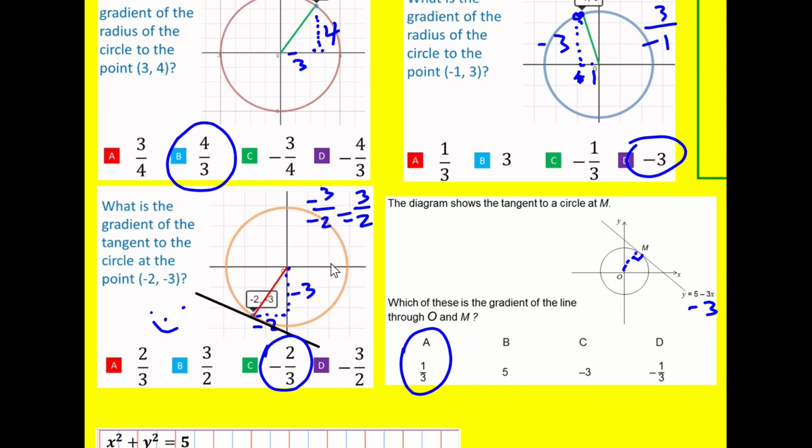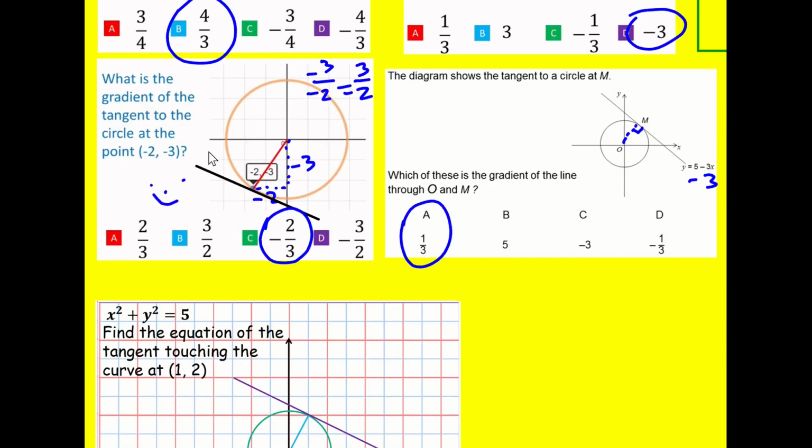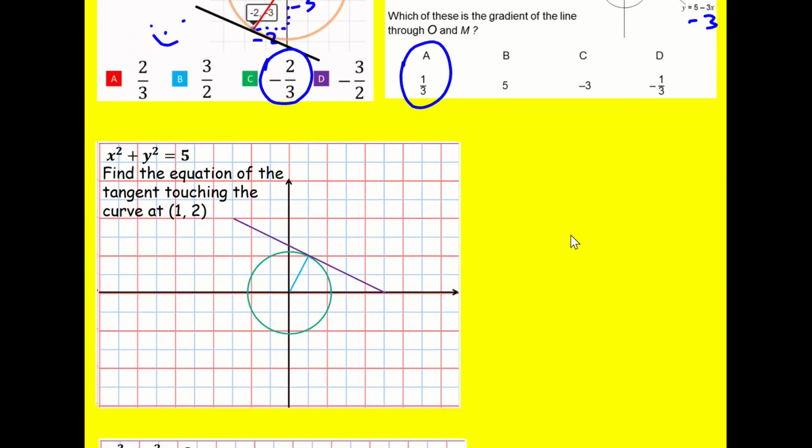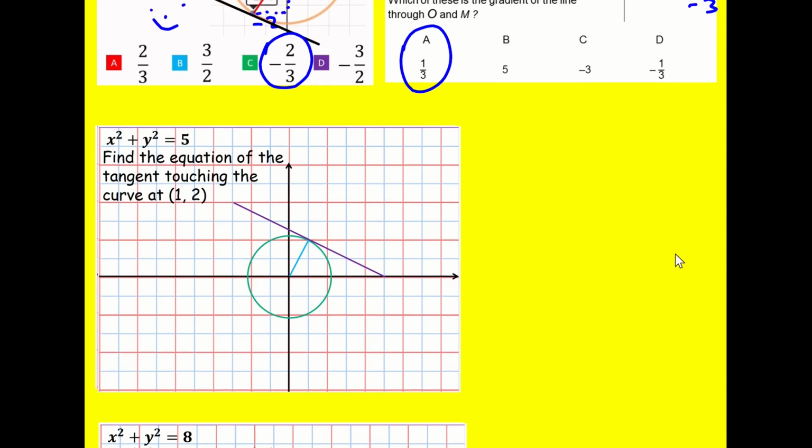Okay, I hope that's in good shape. Let's keep going. So we're now nearly there. Here's the full thing. Let's do this. I'll go through this one, and then I want you to try the second one, because there's lots of steps.